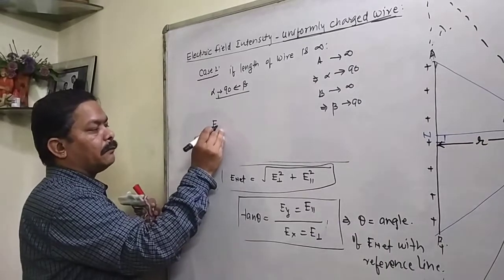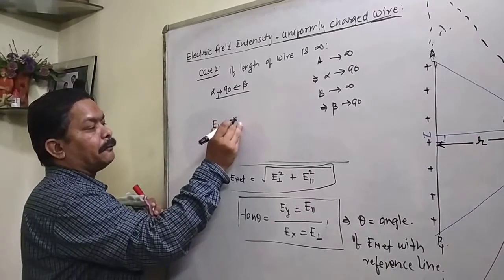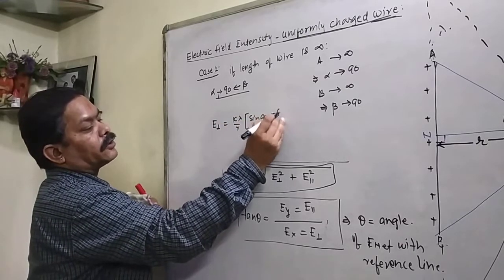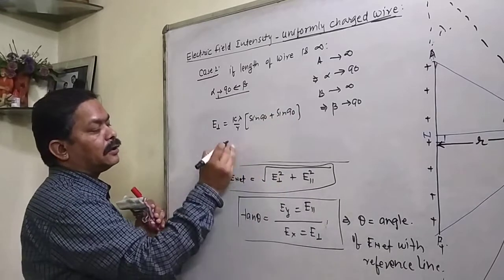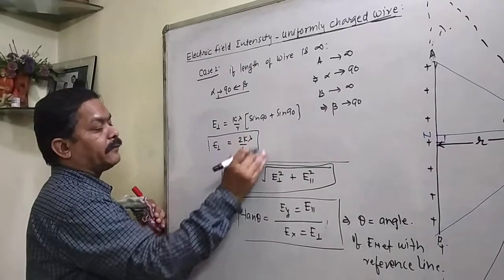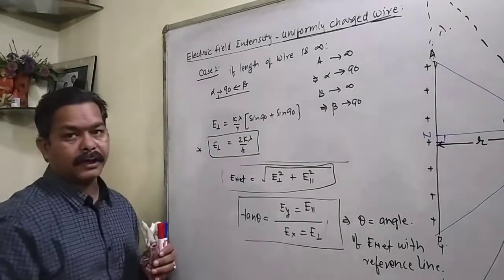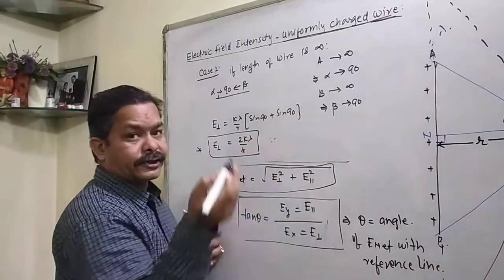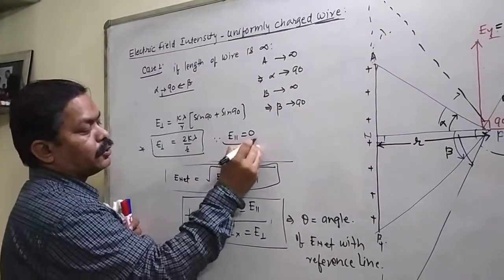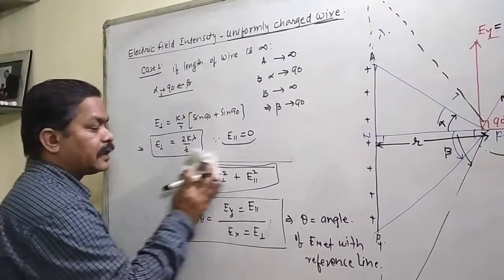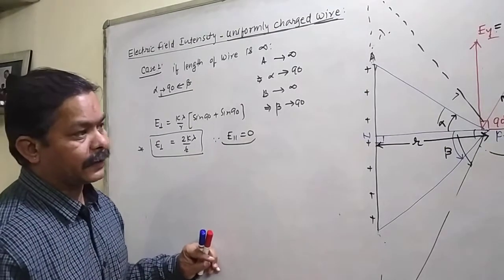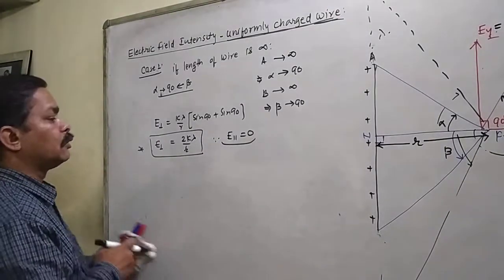Now what happens? The E perpendicular component is k lambda upon r into sine 90 plus sine 90, because alpha and beta are both 90 degrees. So it will become 2k lambda upon r. This is also an important formula, and we use it directly. Also, if you put cos 90, it becomes 0, so the parallel component is equal to 0. This is the resultant if the length is infinite and the point is in the middle of the wire. Okay, got it?